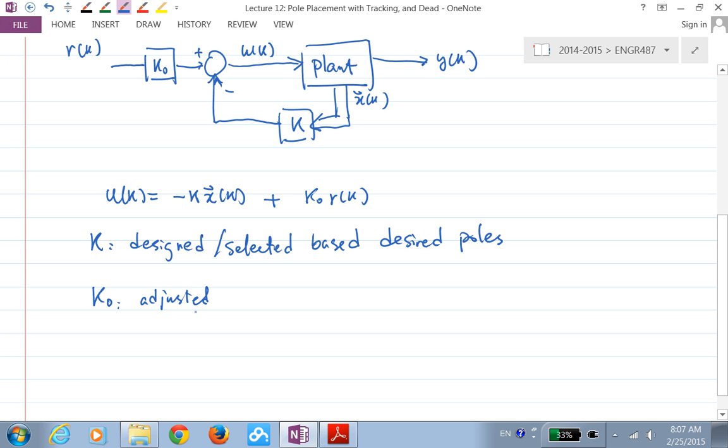The DC gain, right? The DC gain of the closed loop system needs to be what? Do you remember? Yeah, it needs to be 1, right? So that's basically how you should adjust the K naught here. K naught needs to be adjusted such that this DC gain of this closed loop system needs to be 1.